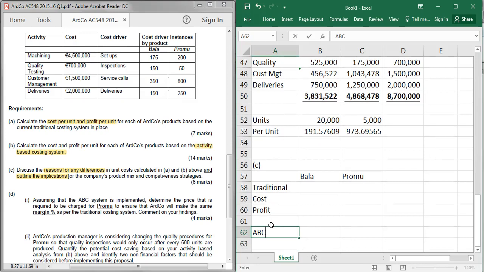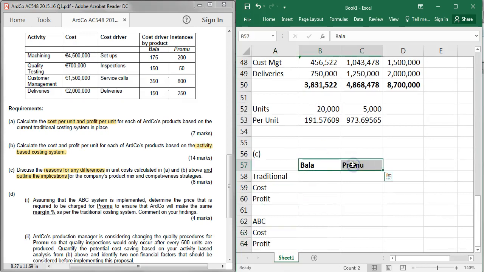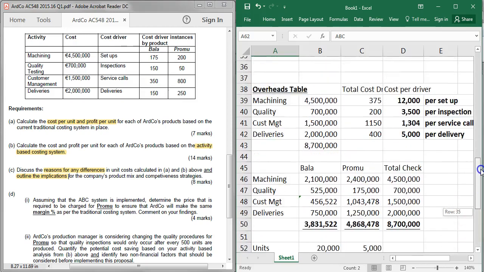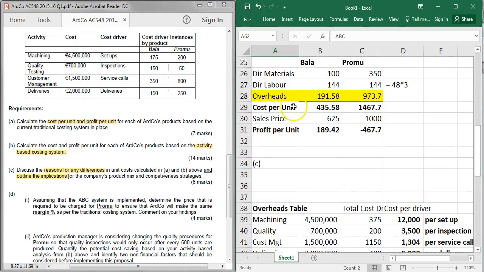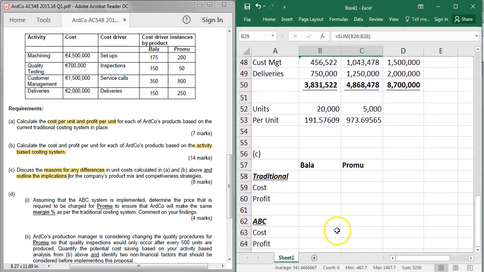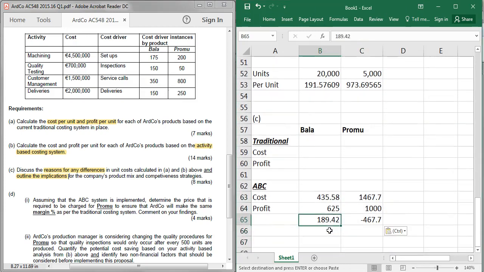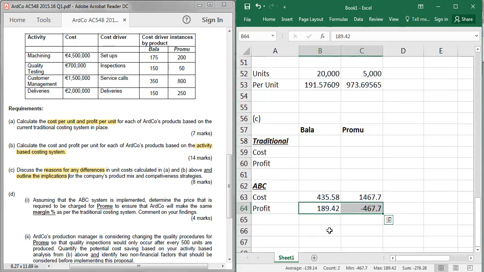So, a nice clear table, just showing in summary, here's the key piece of information we're comparing, and you'll then explain, well, why is there a difference? So it's very straightforward, but it's nice to have. So for the ABC, we're going to take the costs and the profit. So there's your cost, 435 and 1467, and your profit.